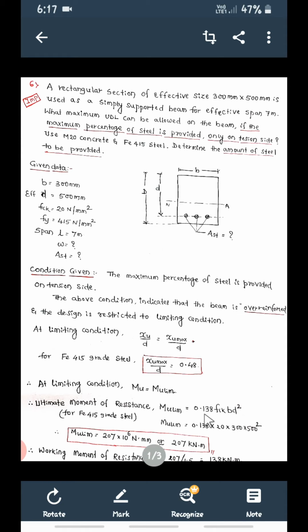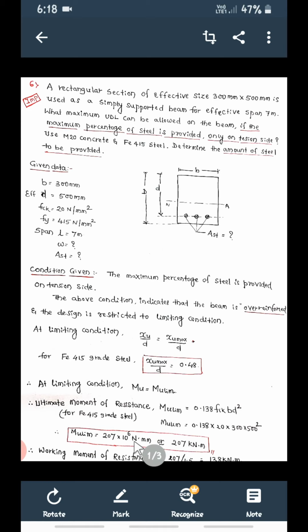So substitute the values. 0.138, fck is 20, b is 300, and effective depth is 500. Okay, so substitute, you are going to get Mu limit is equal to 207 into 10 to the power of 6 Newton mm. If you want to convert this Newton to kilonewton, divide by 1000 or 10 to the power of 3, then millimeter to meter, again divide by 10 to the power of 3. So total you can divide this by 10 to the power of 6, and the 10 to the power of 6 on top and bottom get cancelled and remains 207 kilonewton meter.